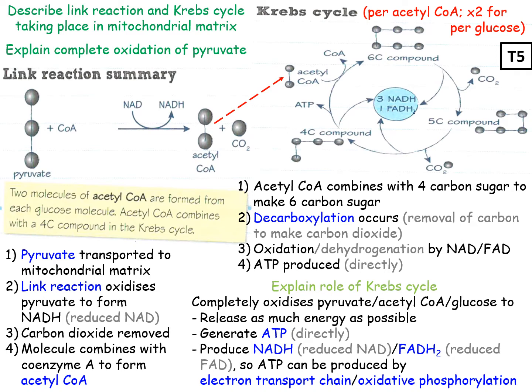So for one Krebs cycle, there are two carbon dioxide molecules produced, but then per glucose, there'd be 4. Per acetyl-CoA in the Krebs cycle, there are 3 NADH, reduced NAD, and 1 FADH2, which is reduced FAD, but those numbers would then double per glucose, and the same would happen with the number of ATP, that would also double per glucose.